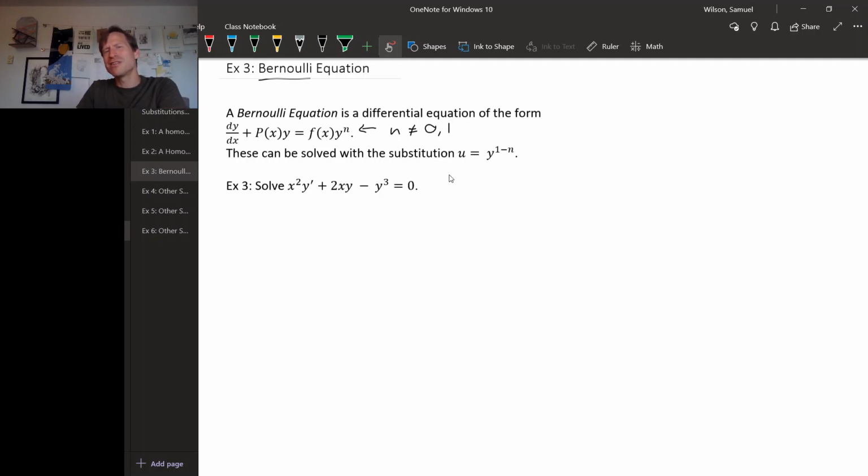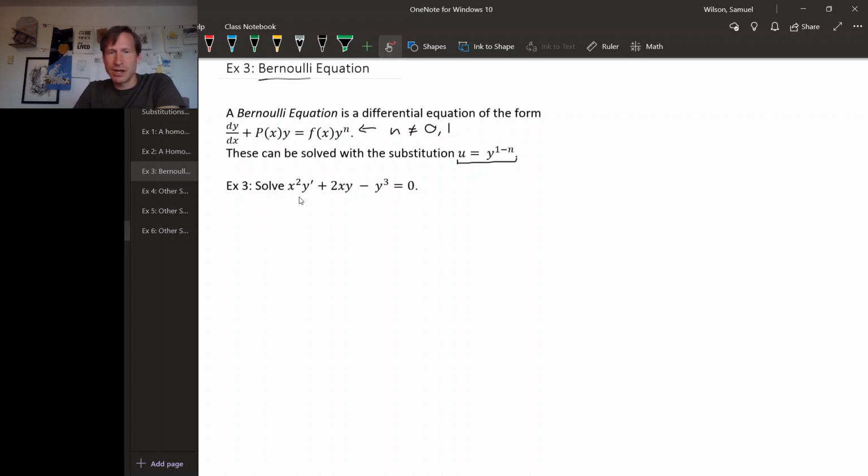Back in the early days of calculus, people did a lot of just trying things out to see what would work, and someone, I don't know who, Bernoulli probably, stumbled upon this substitution. It turns out that taking u to be y to the 1 minus n turns this into an equation that we can solve.